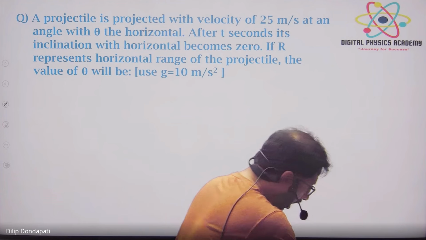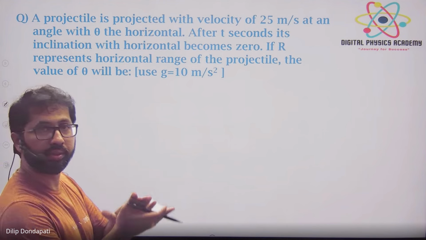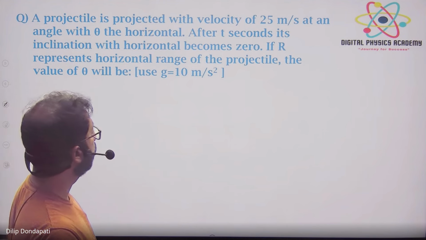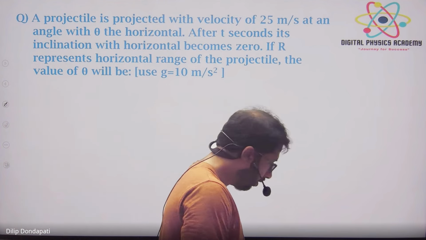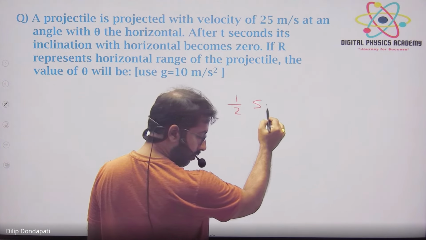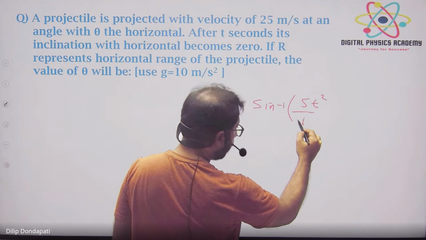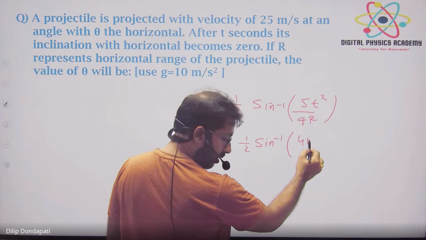So after t seconds, the angle becomes 0. Why? Because the inclination becomes 0, right, sir? After t seconds the inclination with the horizontal becomes 0, meaning theta becomes 0. Okay, sir. Is that an option? These are options. This came in 2022.